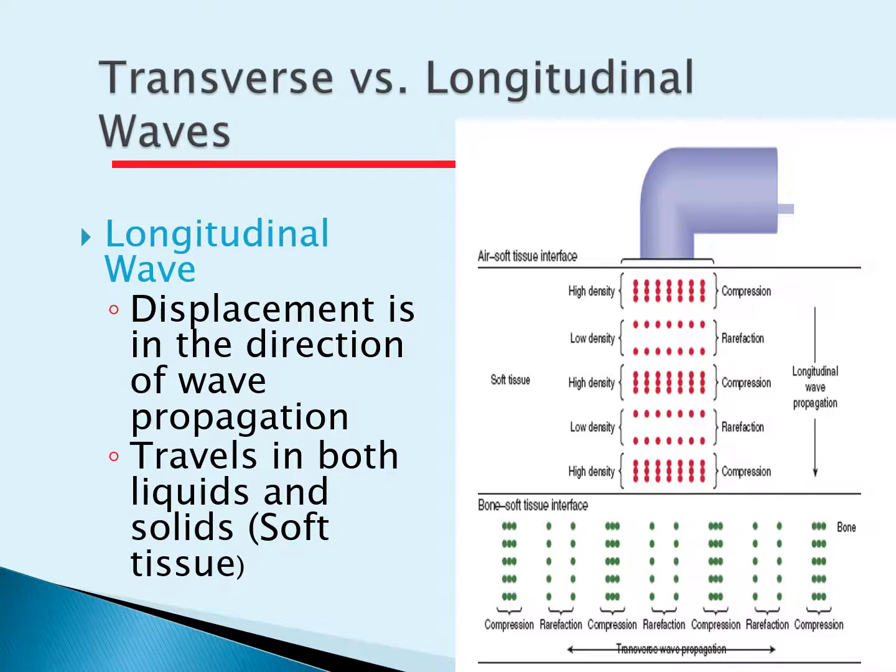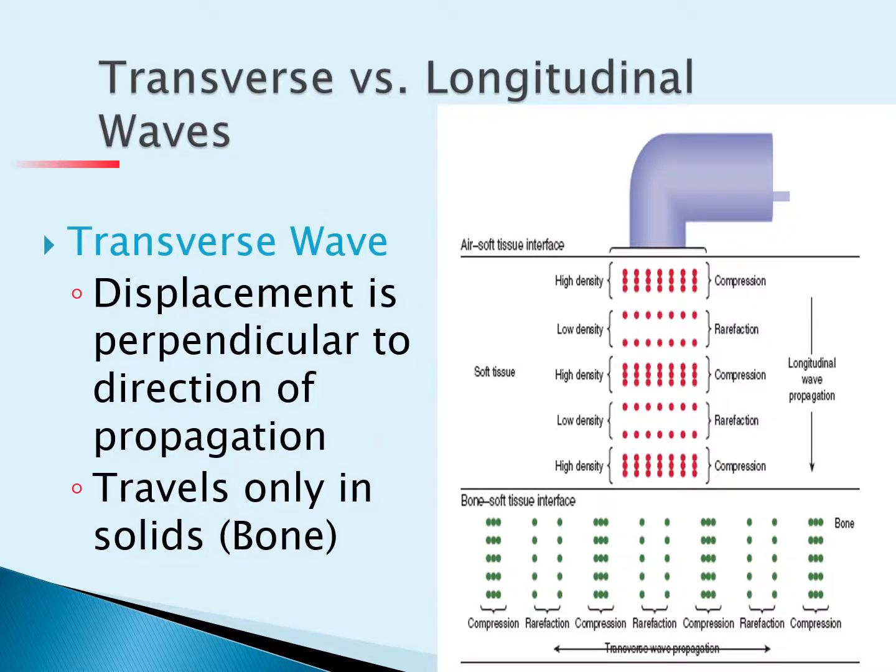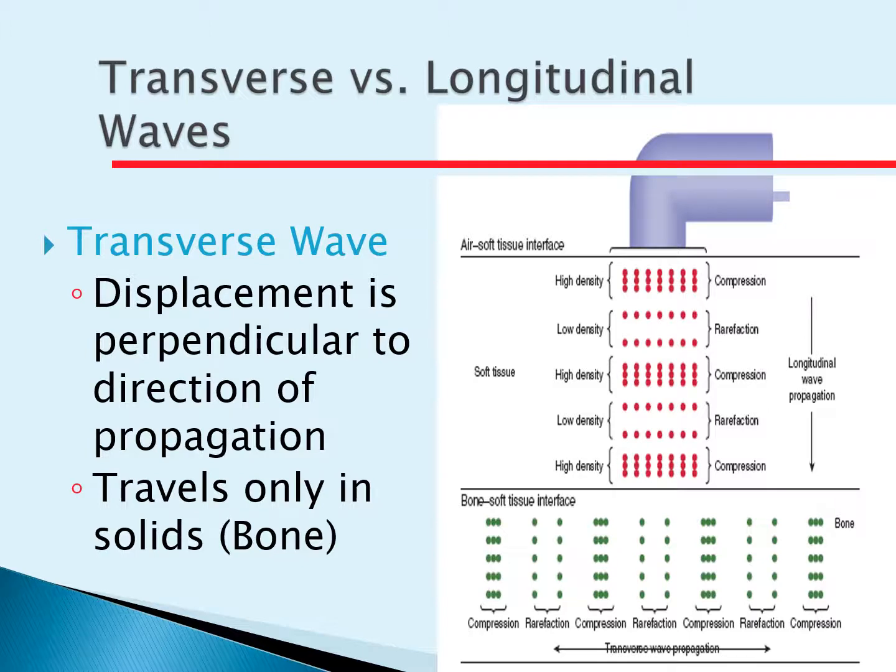So transverse versus longitudinal waves, right? A longitudinal wave is displaced in the direction of the wave propagation, travels in both soft and solid tissues, specifically soft tissues primarily. In the solid tissue method, it doesn't travel so well through bone itself. The transverse wave then is displaced perpendicular to the direction of propagation. This only travels in solids, which is bones. So when you're dealing with this situation, the longitudinal waves are primarily your soft tissue waves. The transverse wave is the bone tissue waves.